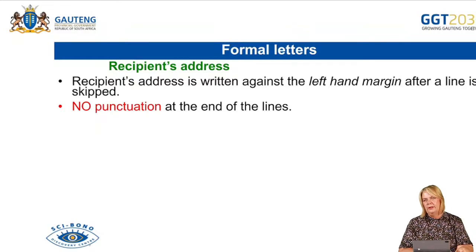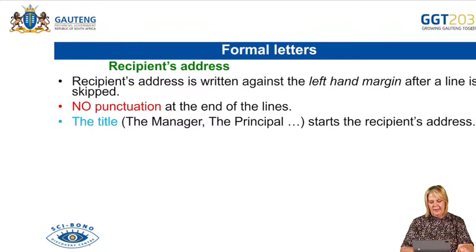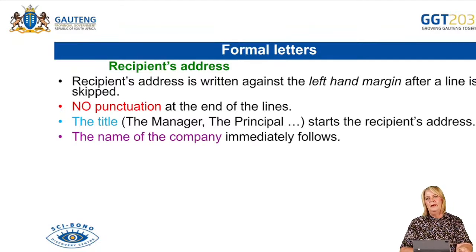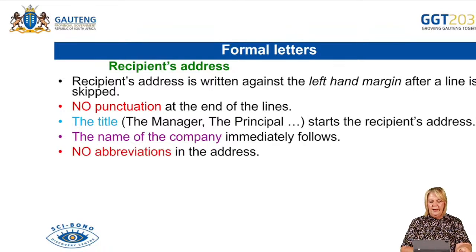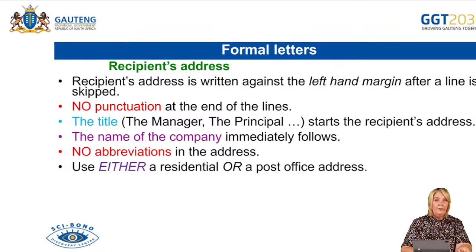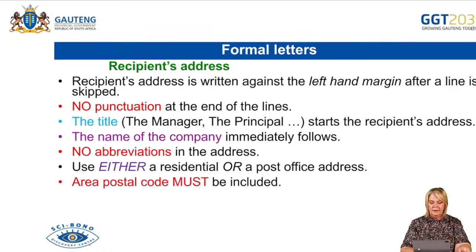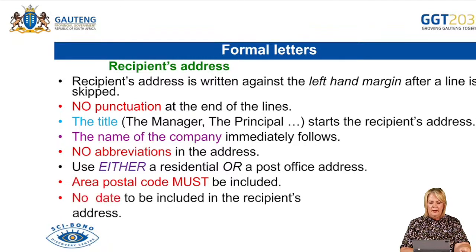No punctuation is allowed at the end of the lines. Again, the title, the manager, the principal, and then you start the recipient address. The name of the company follows immediately after, and no abbreviations are allowed in the address either. Use either a residential or a postal office address. The area postal code must be included. No date is to be included in the recipient's address. In other words, you write your address, you add the date, but there's no date attached to the recipient's address.